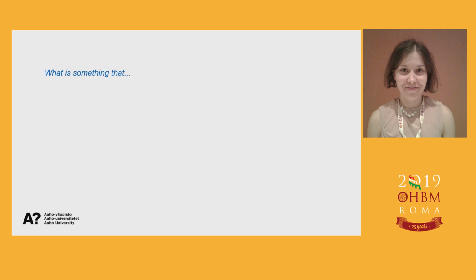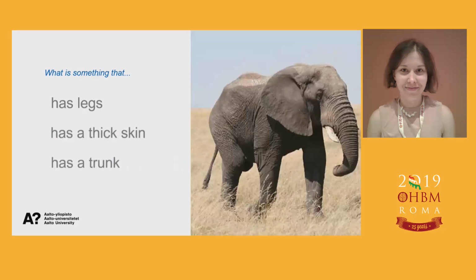So, for example, if I ask you what is something that has legs, has a thick skin, and has a trunk, most of you will be thinking along the lines of this animal. And we were inspired by these guessing games and thought that it must be a very natural way for us humans to access semantic representations. And we ascribe this skill to a form of semantic pattern completion where we use a set of features to activate a complete representation of a target object.